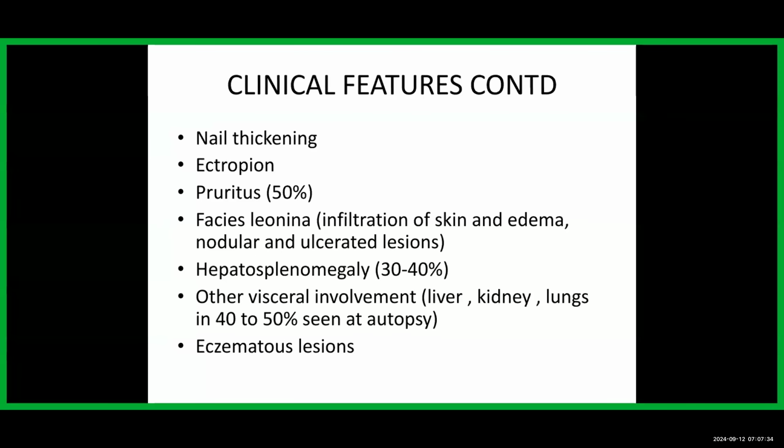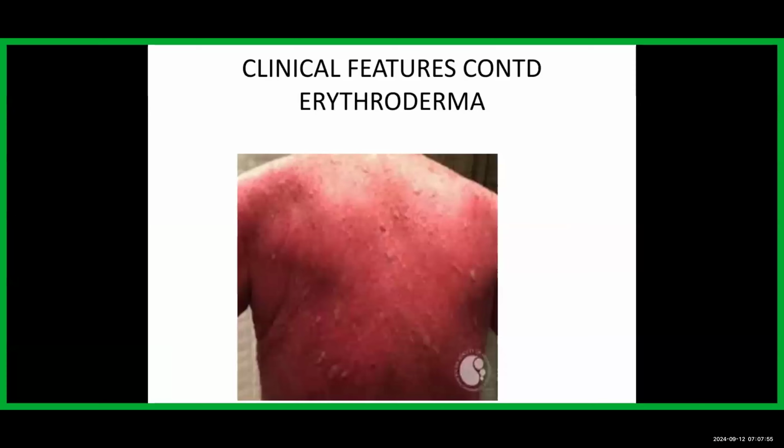Other things they can have are ectropion and pruritus in 50% of cases. Then facies leonina. They can also have hepatosplenomegaly. Visceral involvement occurs later in the disease, and the organs involved are the liver, kidney, and lungs, and it can be seen in 40 to 50% at biopsy. They can also have eczematous lesions.